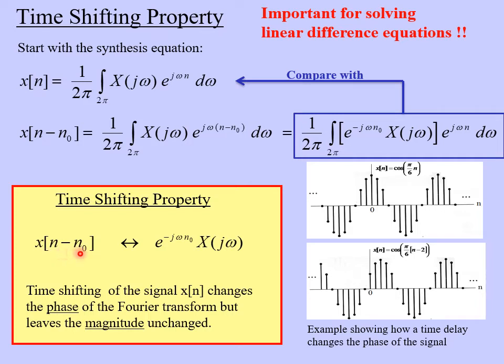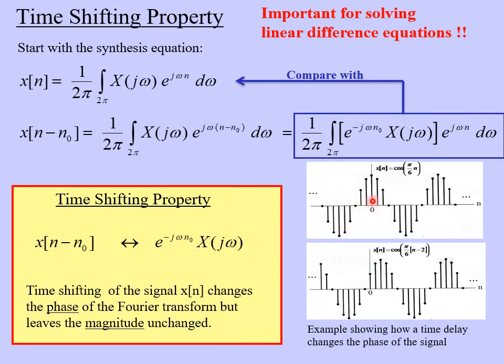So if we take a signal x of n, let's say x of n is this cosine function here, and if we delay it by 2, we're basically just shifting it over to the right in time by 2. Well, it's going to have the exact same Fourier transform that it had before it was delayed, except now it's going to be multiplied by this phase term, e to the minus j omega n naught. We'll see examples of this later.